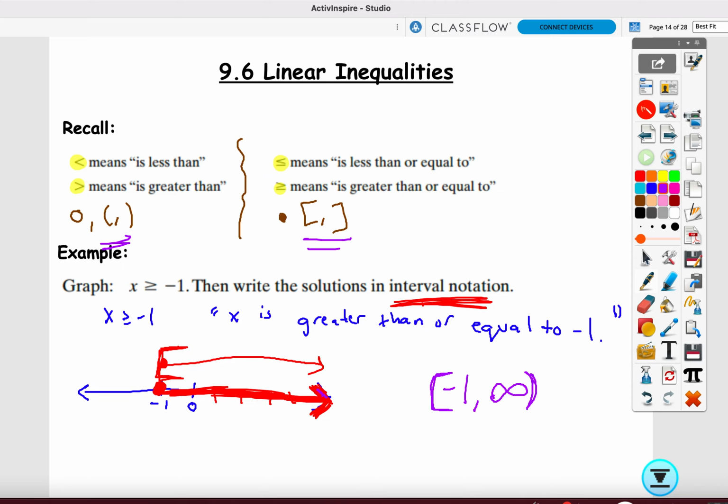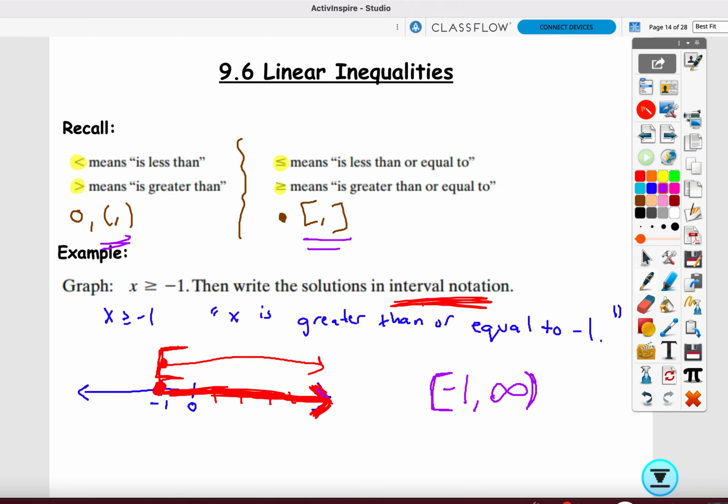Here's some practice problems. Go ahead and pause to give it a shot here. So A, graph 5 is greater than x. Write the solutions in interval notation. So we're going to graph it first. 5 greater than x is the same thing as x is less than 5.